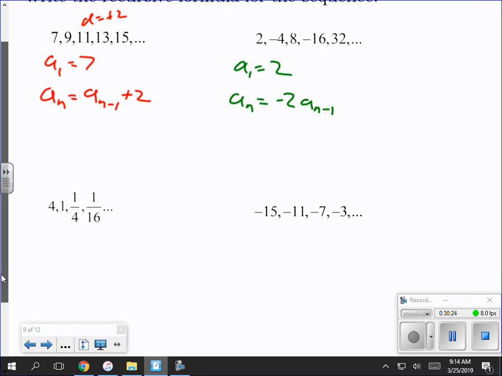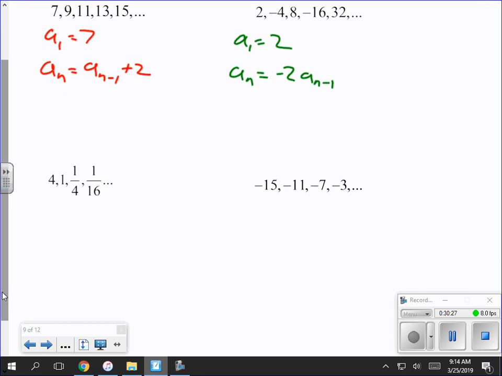Let's get to this one down here. So if I rewrite these, this one's a little harder, but it's not that bad. How do I get from 4 to 1? Divide by 4. How do I get from 1 to 1/4? I divide by 4. But dividing by 4 is the same thing as multiplying by 1/4, right? I'm multiplying by 1/4 each time. 1/4 of 4 is 1. 1/4 of 1 is 1/4. 1/4 of 1/4 is 1/16 because I multiply the 4s in the denominator.